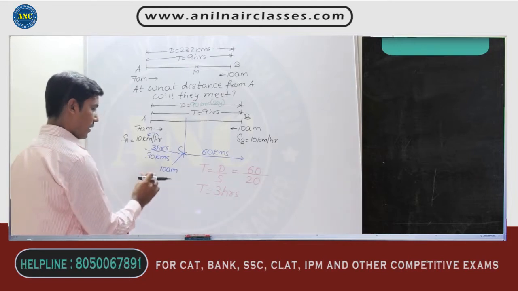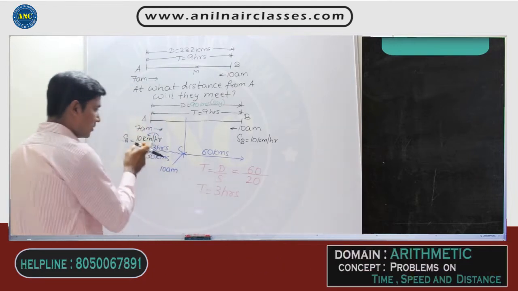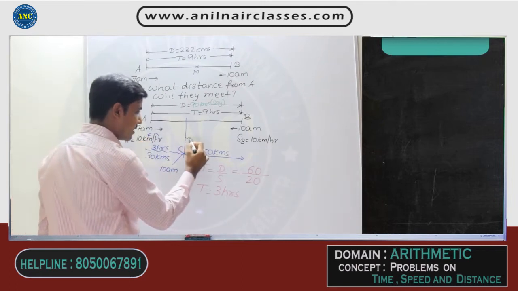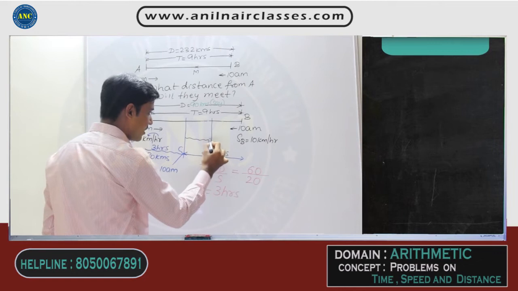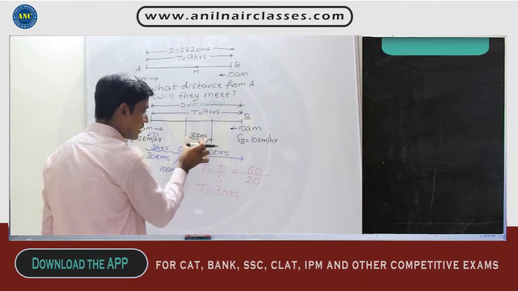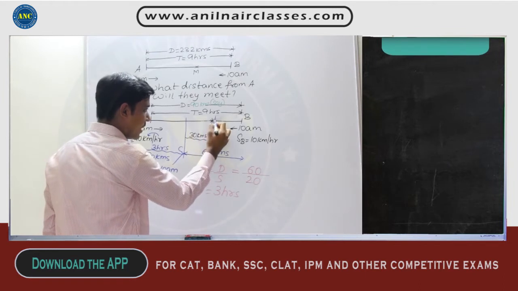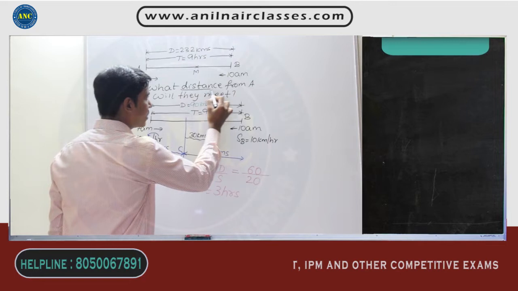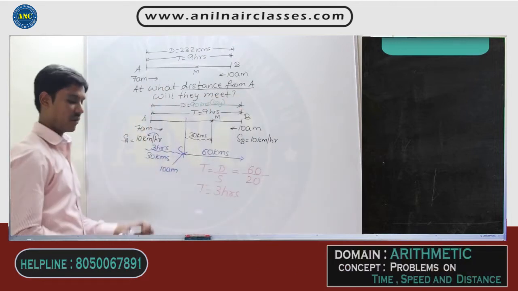They both will travel for 3 more hours and then they will meet. Right now, if both travel for 3 hours, this train in 1 hour will cover 10 kilometers, but it will travel for 3 hours. In 3 hours it will cover how much? 30 kilometers. That means after covering 30 kilometers, they both will meet, right? Your question is, at what distance from A will they meet?